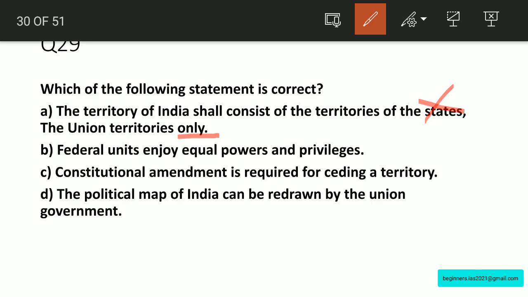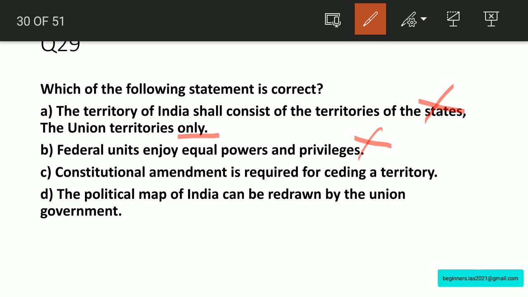See, the federal units enjoy equal powers and privileges. If you take this statement, it looks like it is correct, but it is not correct. Why is it not correct? Since asymmetrical federalism exists in India, which means the Rajya Sabha also has unequal representation. So that leads to the federal units not enjoying equal powers and privileges.